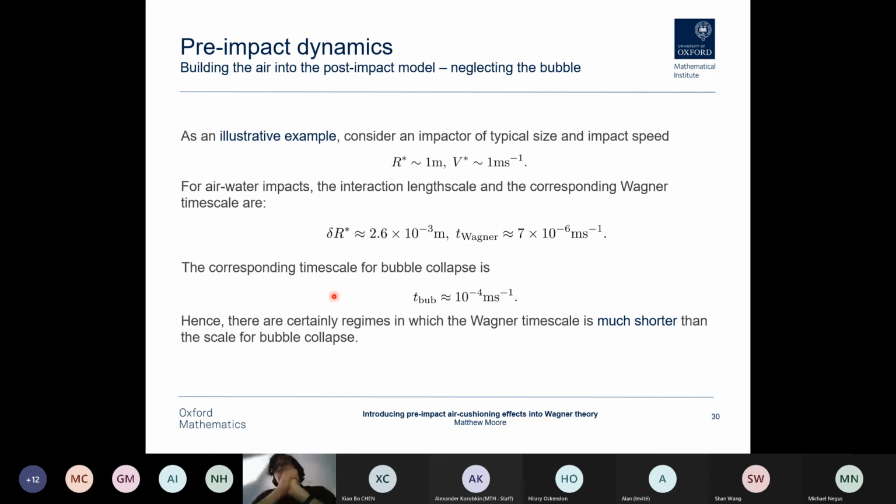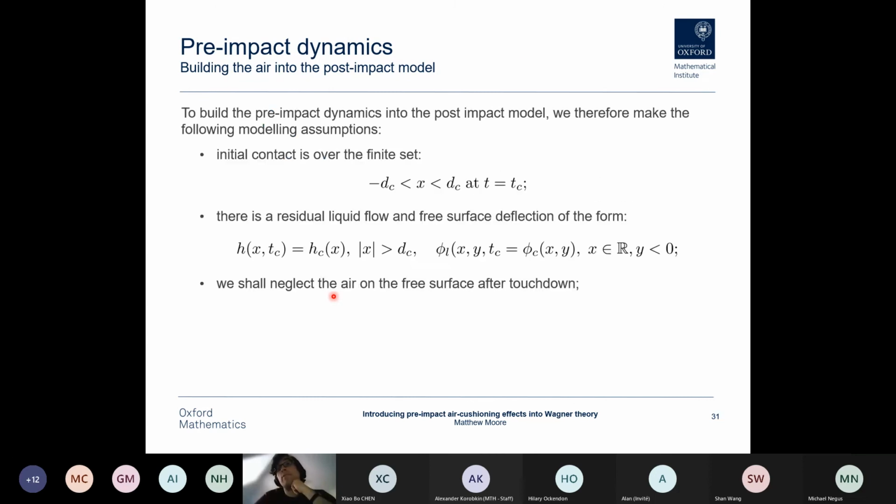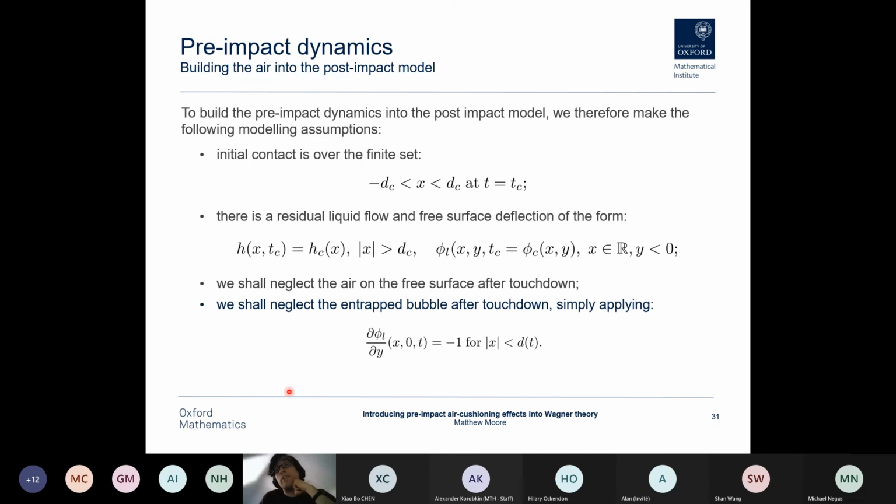What this example illustrates is that clearly we have cases where the Wagner timescale is much, much quicker than the bubble collapse timescale. So we're going to ignore the bubble in the post-impact problem and simply replace its effect by that no flux condition between the two touchdown points. So that was a whistle-stop tour of the pre-impact dynamics.